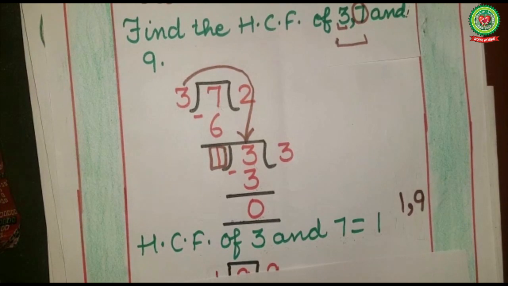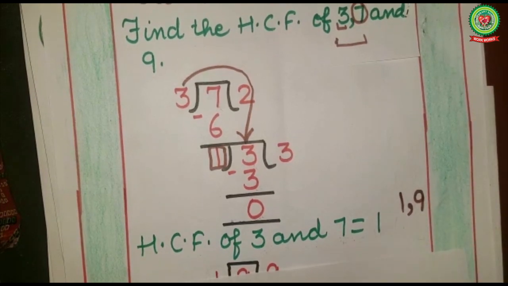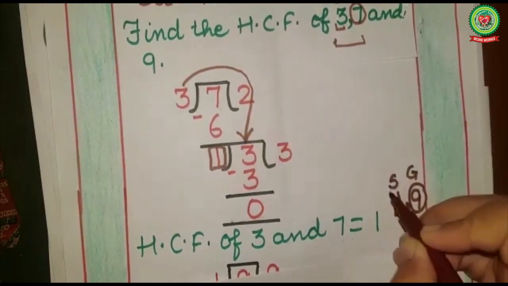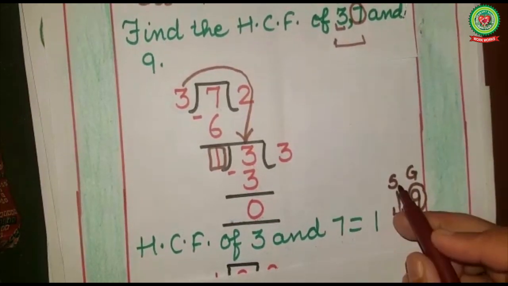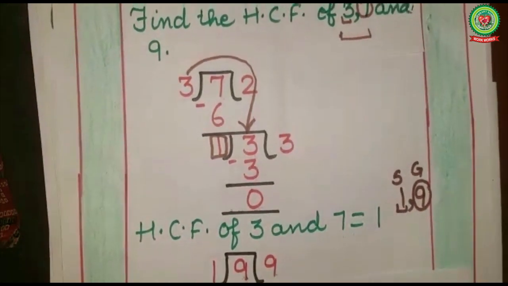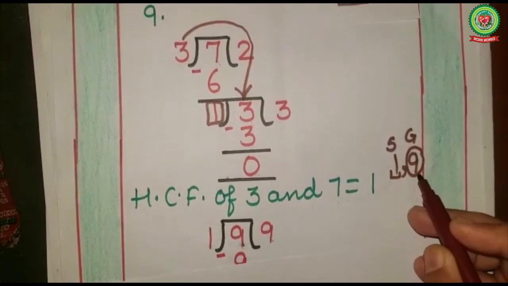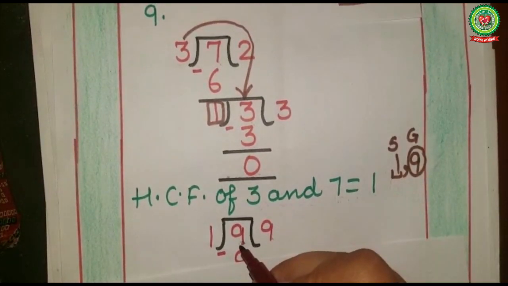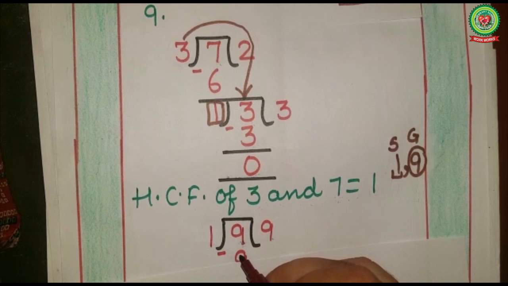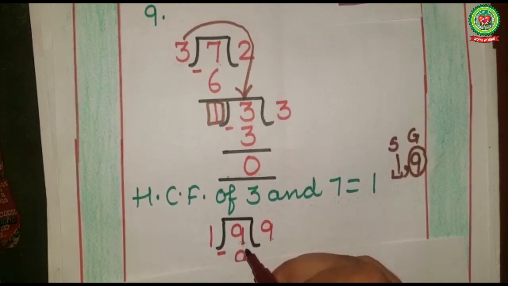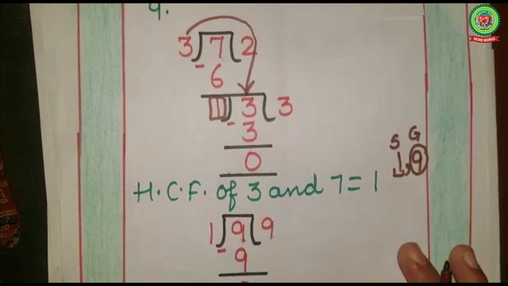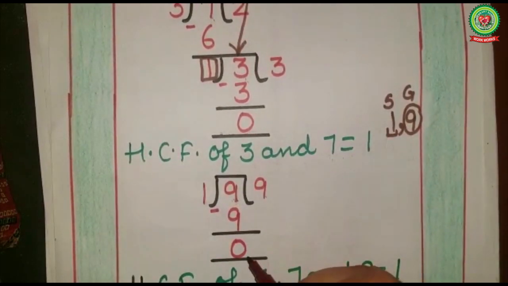Now tell me, which number is greater in between 1 and 9? Yes, 9 is greater and 1 is smaller. So, smaller number, that is 1, will become the divisor, and greater number, that is 9, will become the dividend. Now students, check, on one table 9 comes or not? Yes, on one table 9 comes. On one table 9 comes on 9. 1 9s are 9. Next step is minus. 9 minus 9 is equals to 0.